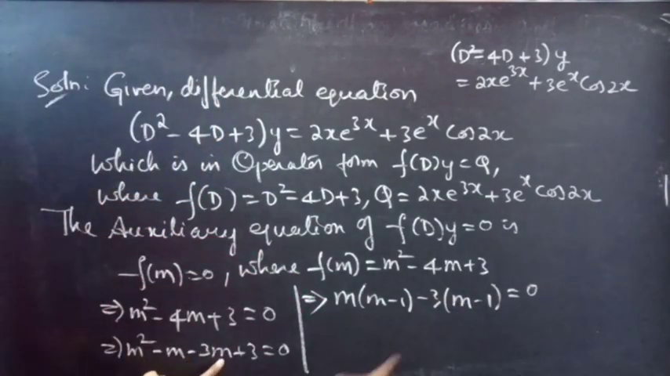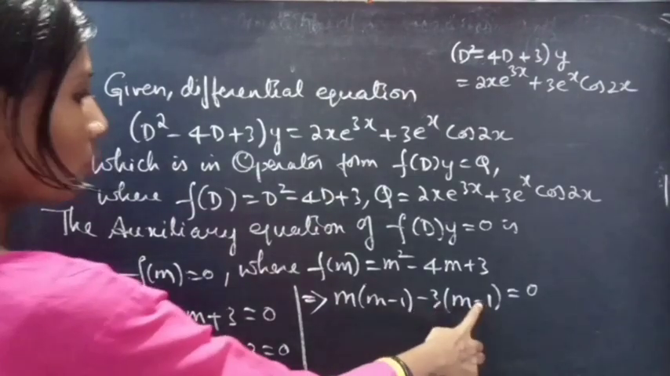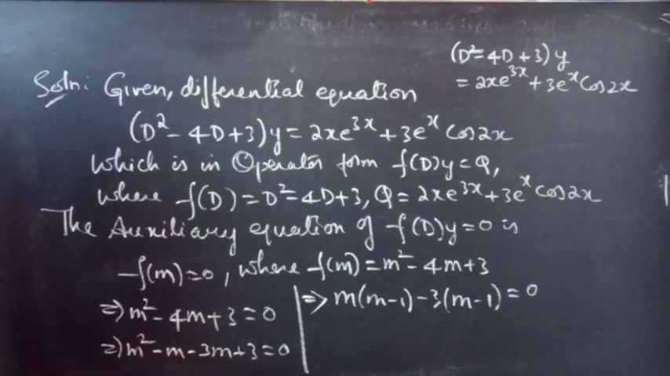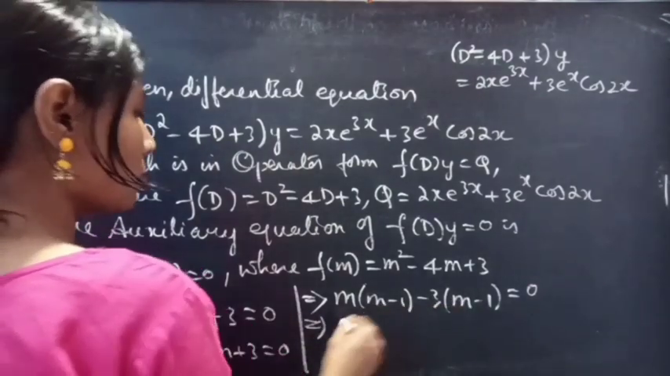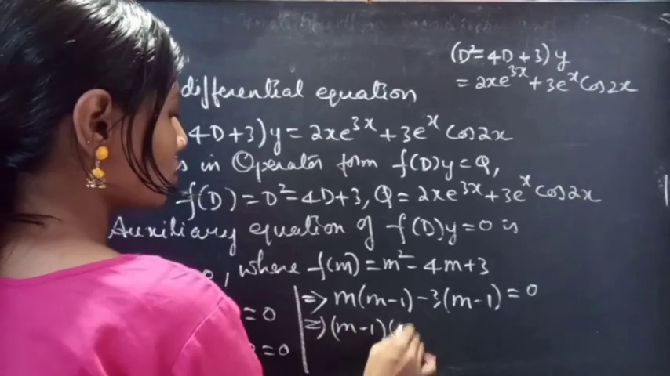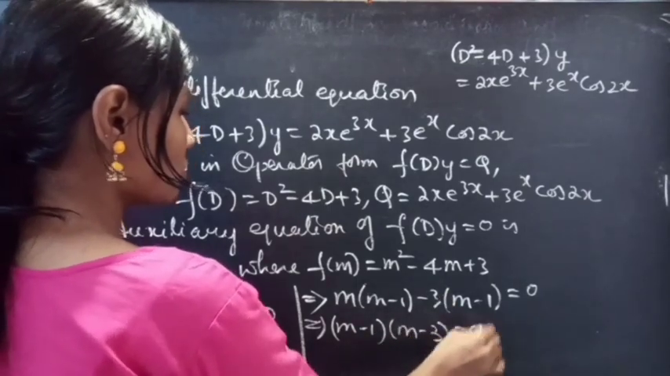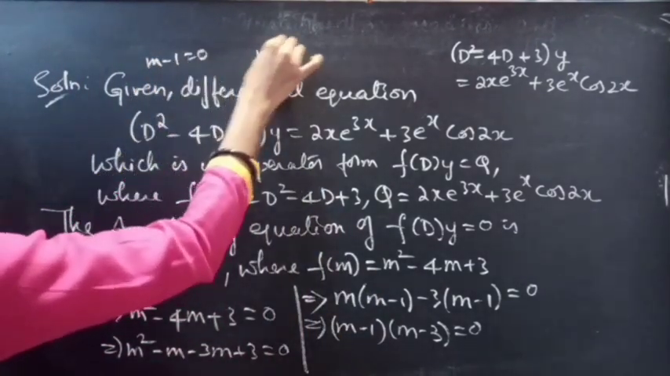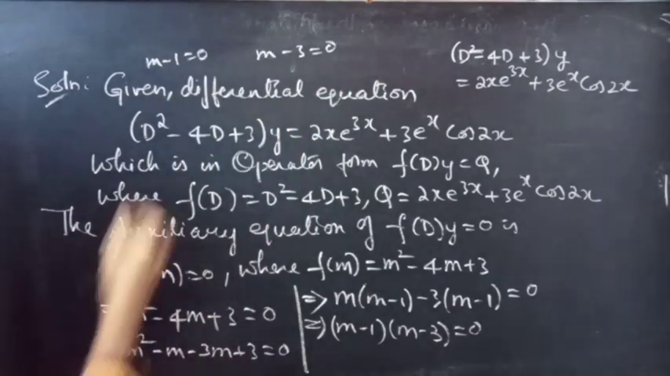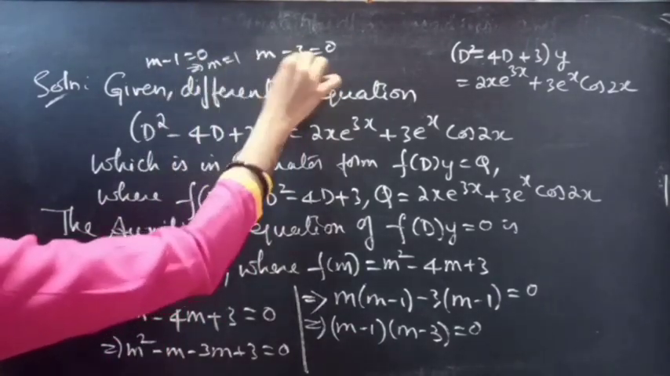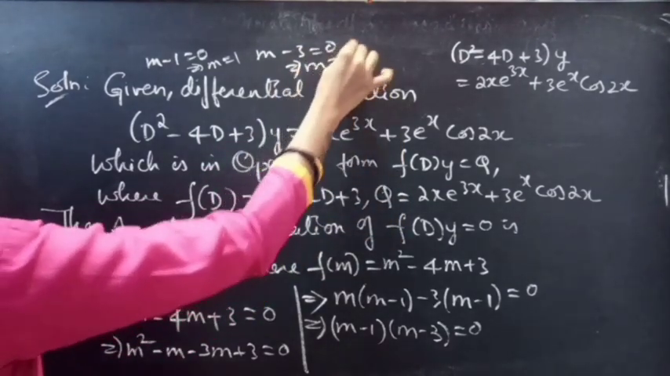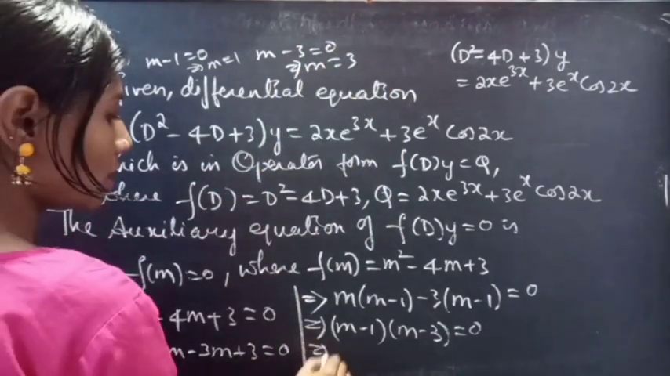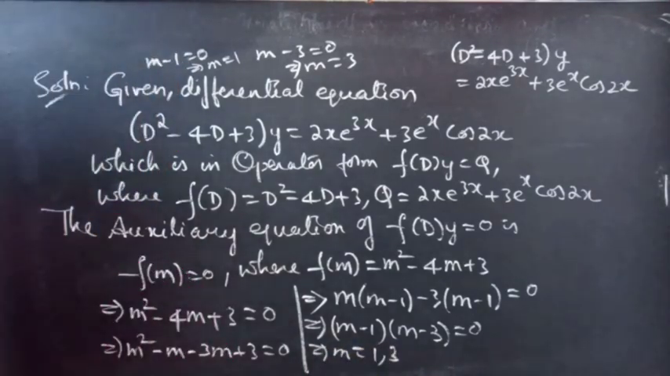See, −3 into m is −3m, and minus into minus is plus, 3 into 1 is 3, right? You notice we are having m − 1 in both the terms. So let's take m − 1 common. We'll get (m − 1)(m − 3) = 0. Now equate each factor to 0. From m − 1 = 0, we'll get m = 1. And from m − 3 = 0, we'll get m = 3. So the roots are m = 1 and 3, which are real and distinct, or we can call them real and different roots of our auxiliary equation.